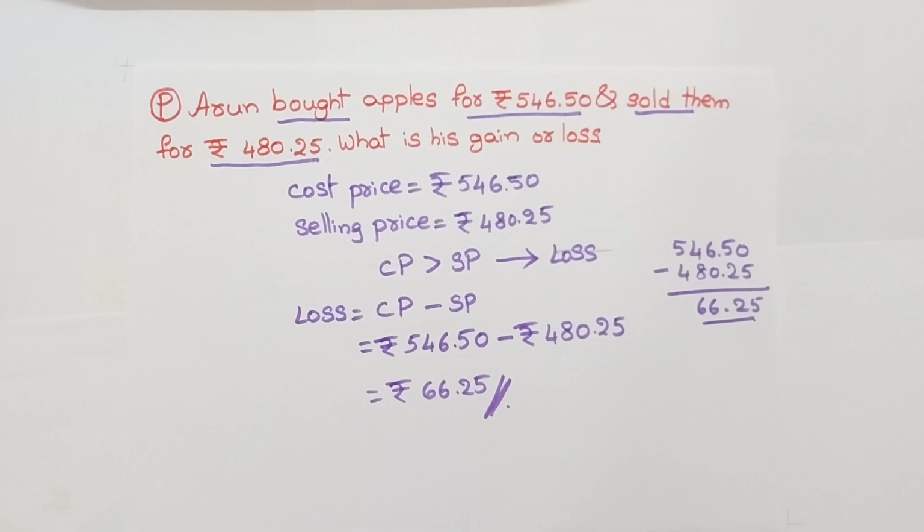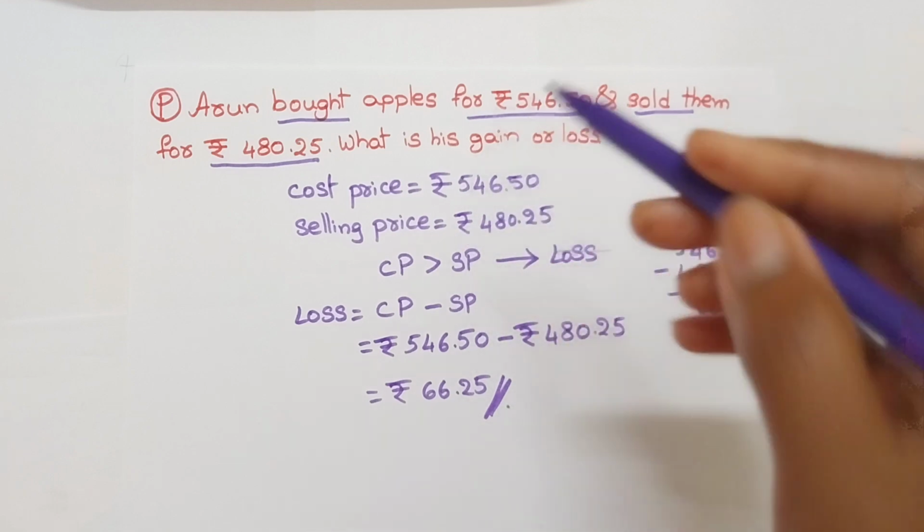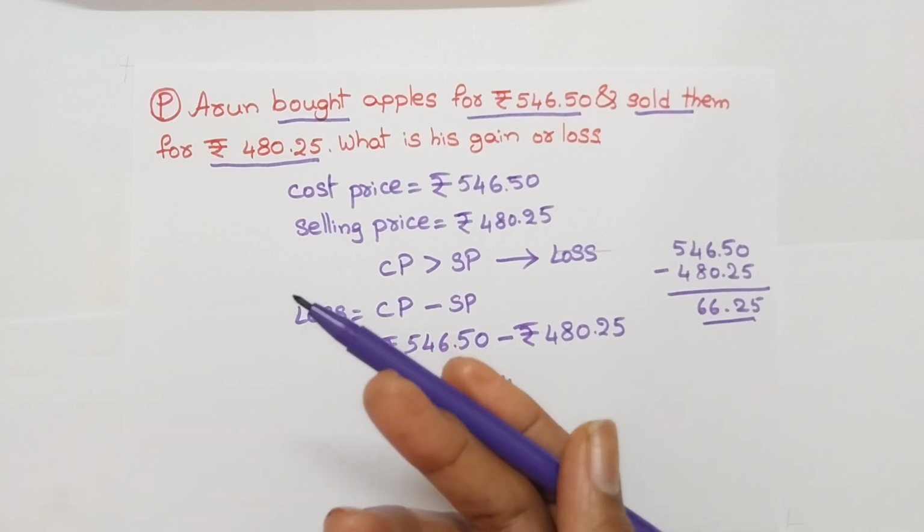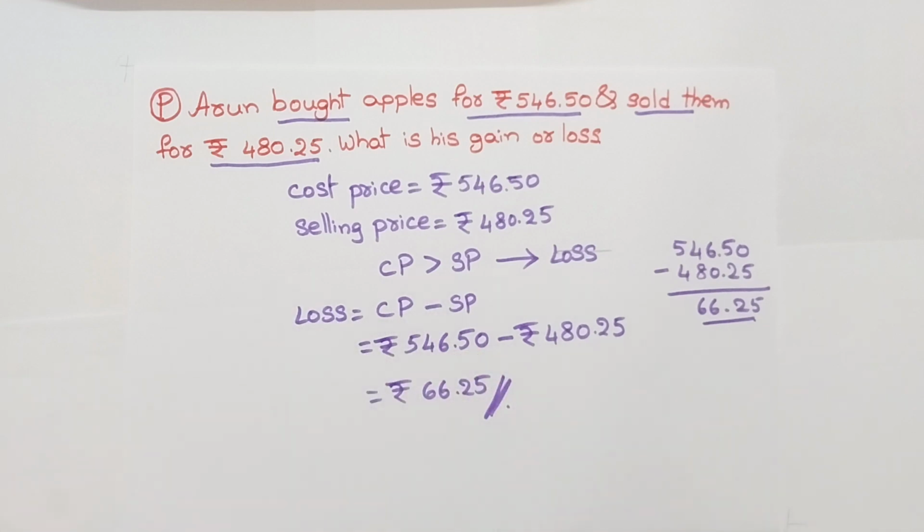This is the way we have to do calculations when a problem is given. First, we need to focus on the cost price and selling price, and compare those two values. If selling price is more, profit. If cost price is more, loss. Based on that, we need to get the formulas and do the calculations.